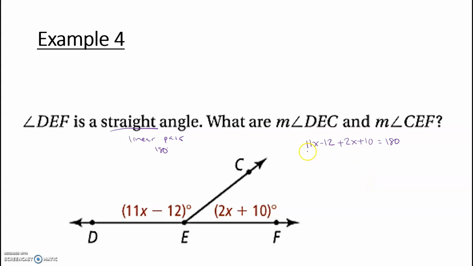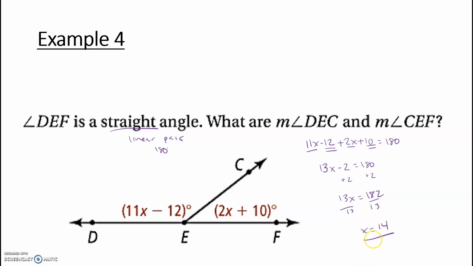The rest is algebra. 11x and 2x makes 13x. Negative 12 and 10, we're going to combine like terms, makes negative 2. We're going to add 2 to both sides. We get 13x equals 182. And then we're going to divide both sides by 13. And we get x equals 14.